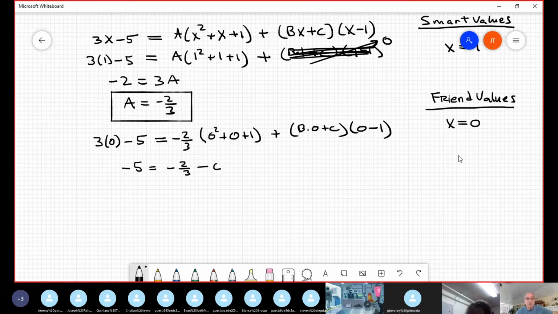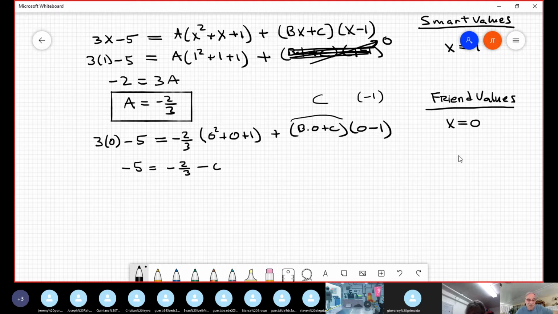Yeah. It's negative C, because B times 0 is 0, 0 plus C is C. This part is C. And this is 0 minus 1, which is -1. And -1 times C is negative C. Okay. Good. Very good. Wow, too many negatives.